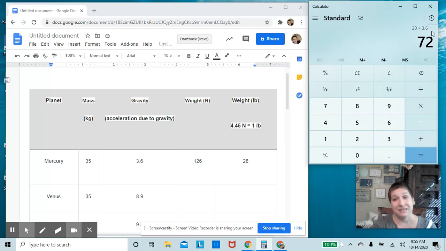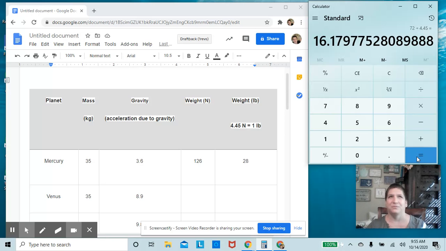Well, I'm going to take my 72 newtons and divide that by 4.45. I'm just converting newtons into pounds. So my pumpkin on Mercury would only weigh like 4.5 pounds. Nope, that's right, I forgot to press equals. It would only weigh about 16 pounds. So it'll be about a third of the weight as it was here on Earth, because Mercury is approximately a third of the mass of Earth. You with me so far?